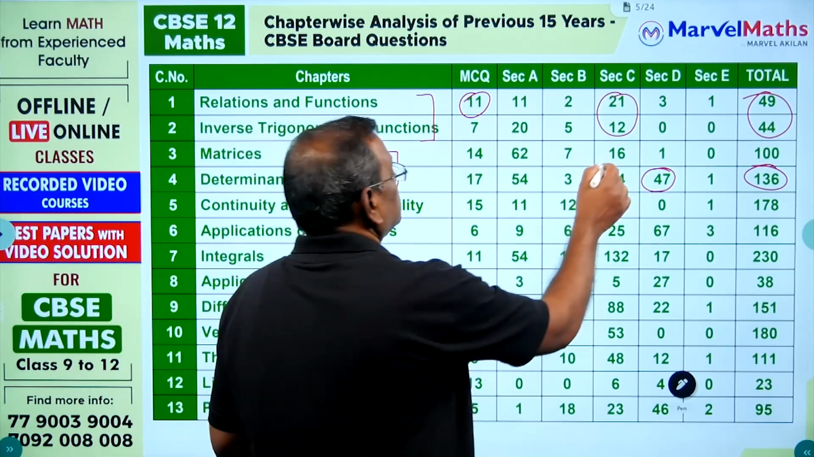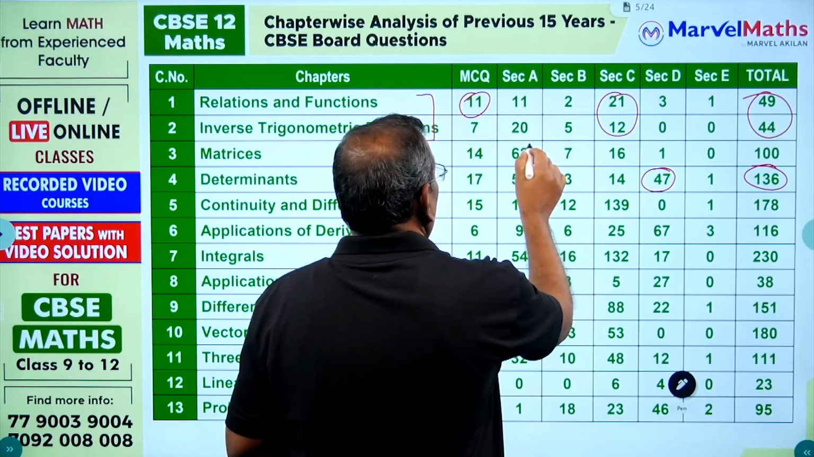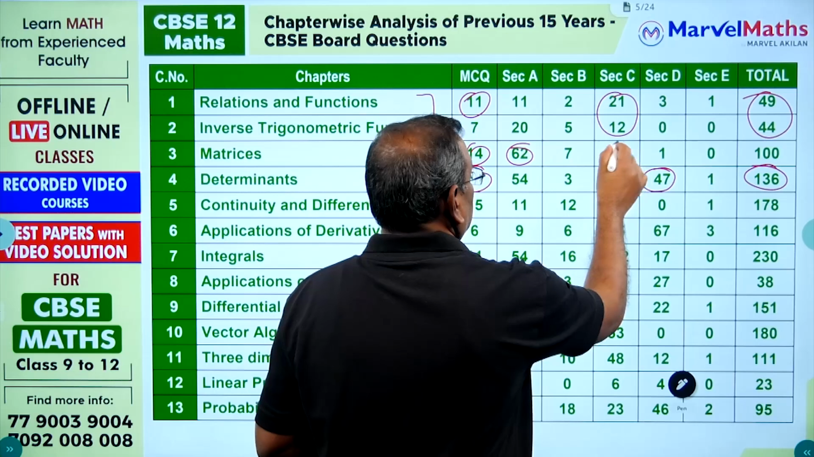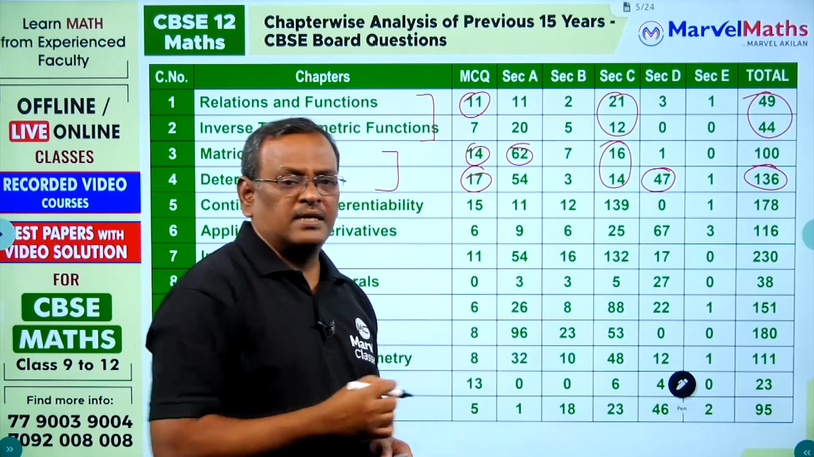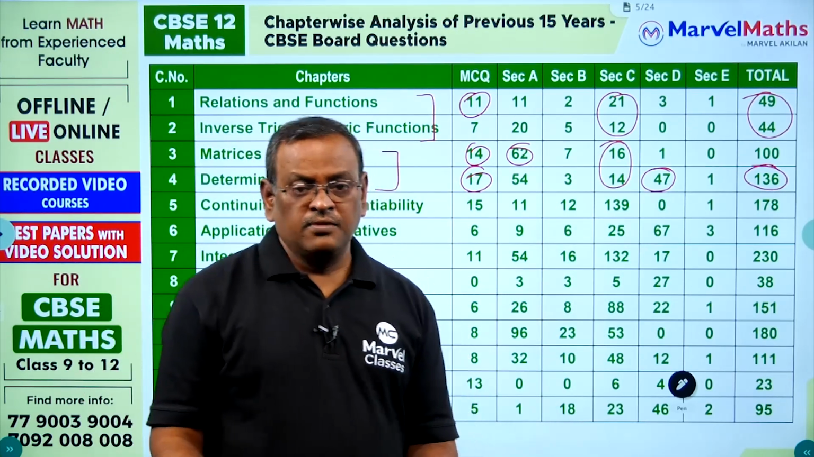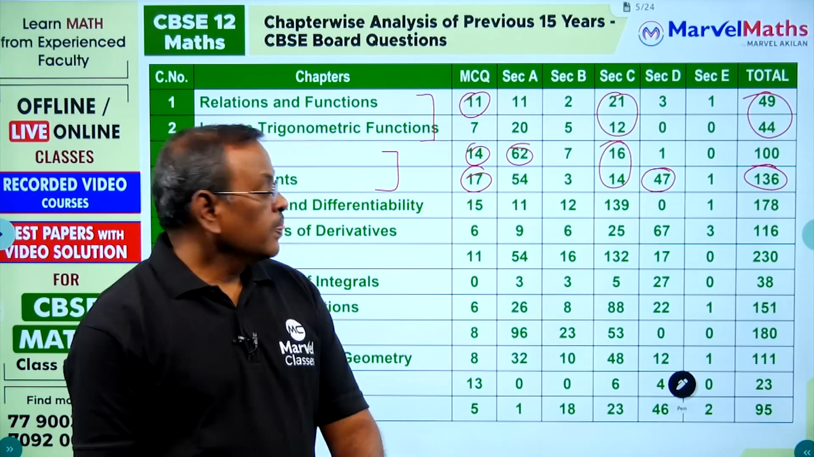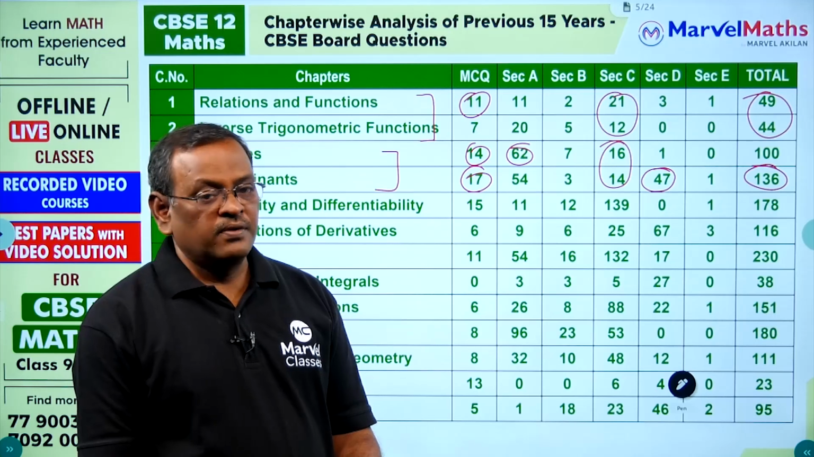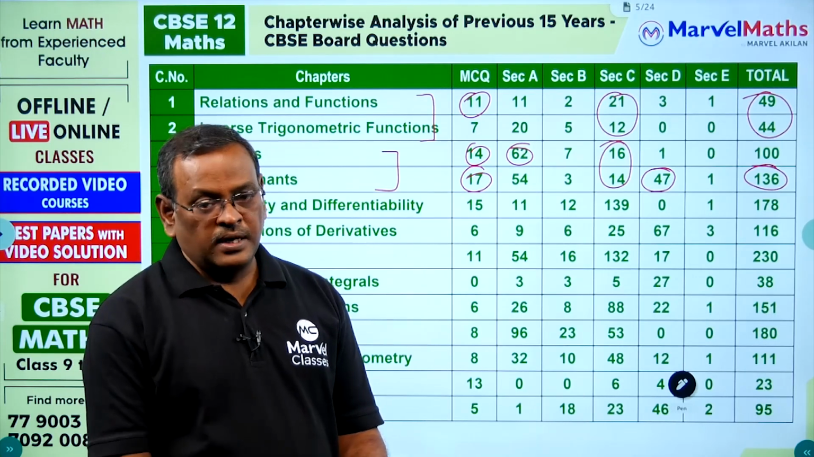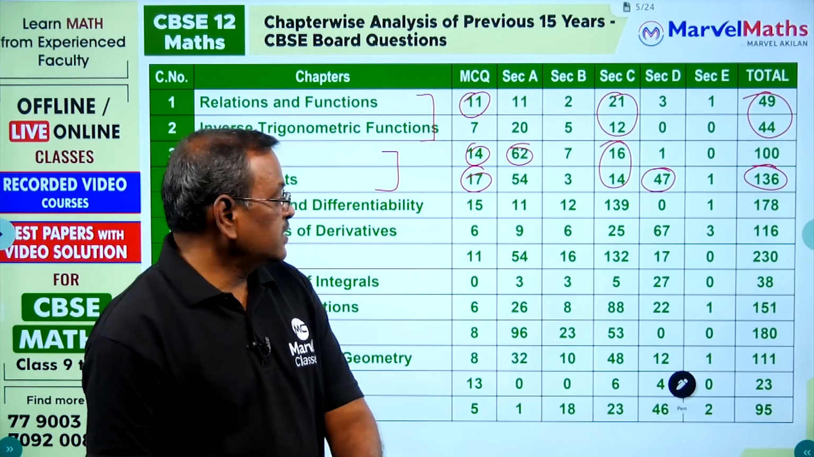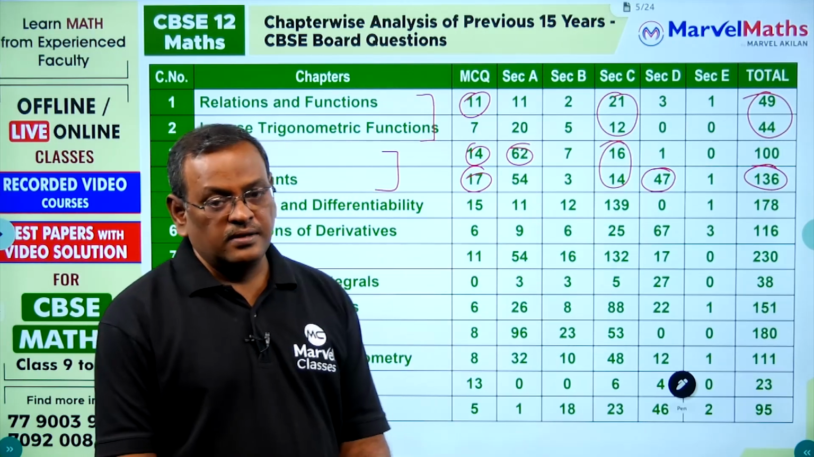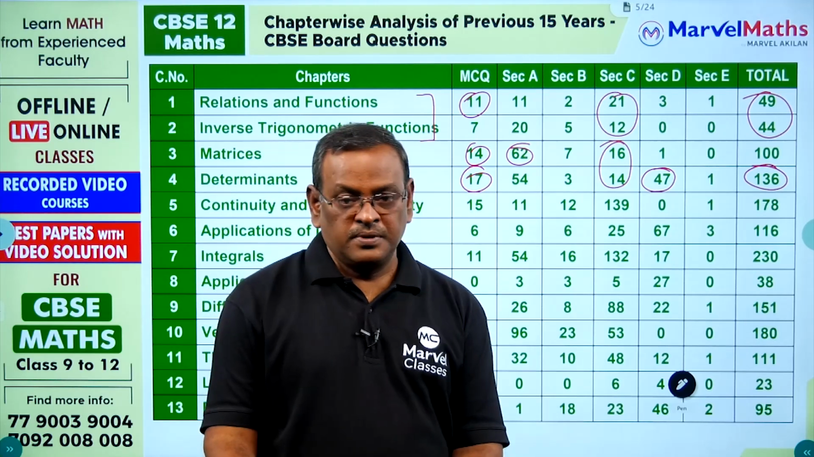And here, 1 mark is most important for both the chapters, and 3 mark questions are most important for both the chapters. In matrices you can practice operation of matrices, matrix polynomial, and symmetric and skew symmetric matrix. Find the unknown matrix: that type of problem you can practice for 3 mark questions. Similarly, in determinants also you can practice area of a triangle, adjoint property, inverse property problems.